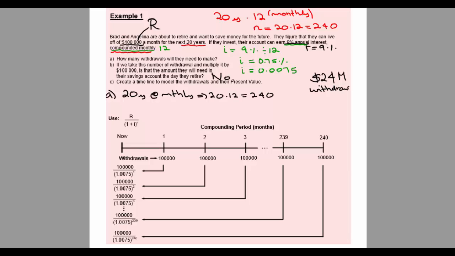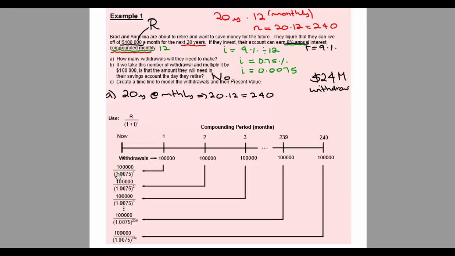So Brangelina here, taking out $100,000 every month, can be drawn with a timeline. So over 20 years at 12 times a year, that would be 240 different withdrawals, each time taking out $100,000. And we said we had to take the first withdrawal back to now, back to the present. So we send it back and we undo the interest with this little formula, R over 1 plus i to the n. So it comes back.